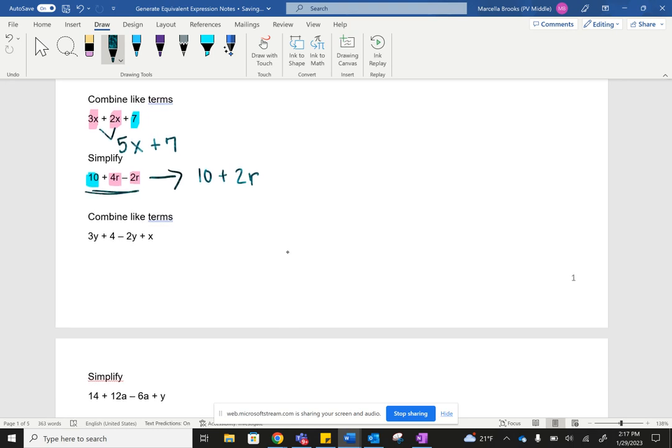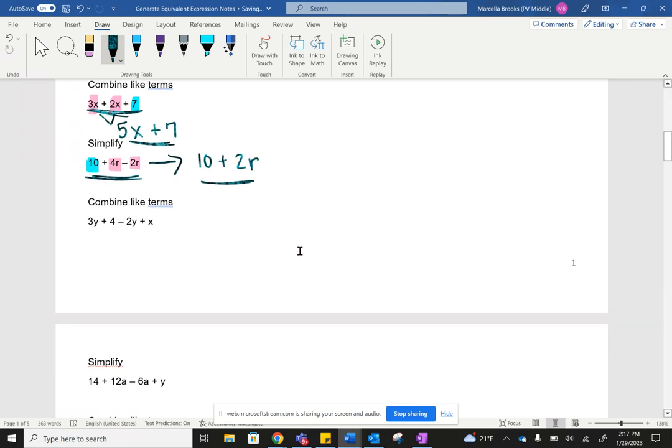So if you look at these 2 expressions, these are equivalent expressions. They have the same value. Same thing up here. These are equivalent expressions. They have the same value. You just combine like terms. So we generated an equivalent expression.